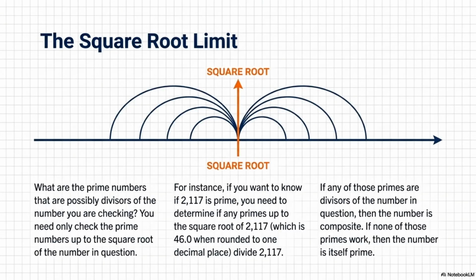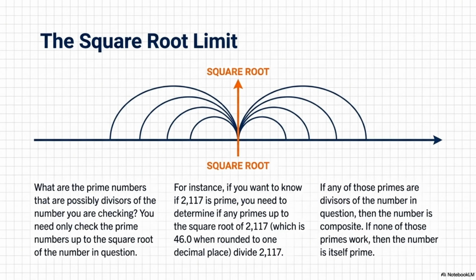That is a very common assumption, and it makes sense intuitively, but it would waste an enormous amount of computing power. The textbook offers a mathematical shortcut. Okay, I love a shortcut. You don't have to test divisors up to half the number. You actually only need to check prime divisors up to the square root of the number you are testing.